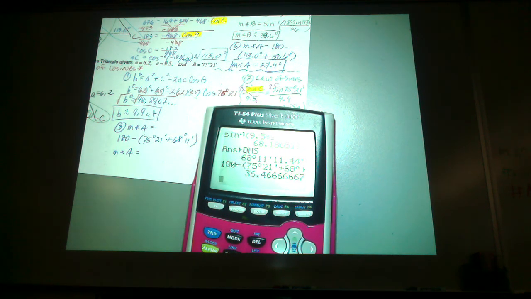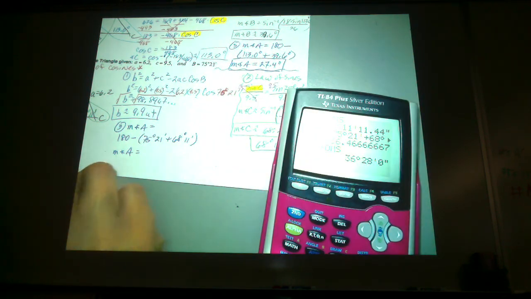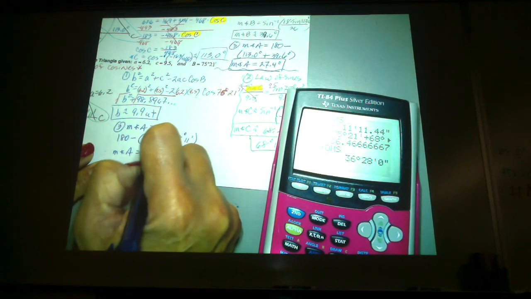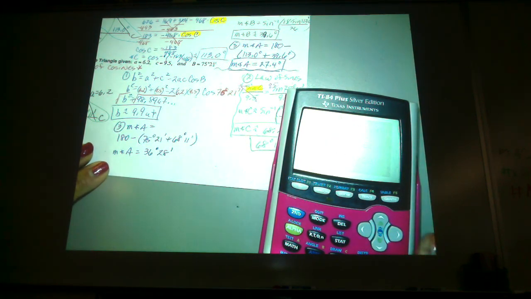What's wrong with that answer? It's not in degrees and minutes, so convert it. And we've got 36 degrees, 28 minutes. Where does that mean minutes? Why minutes?